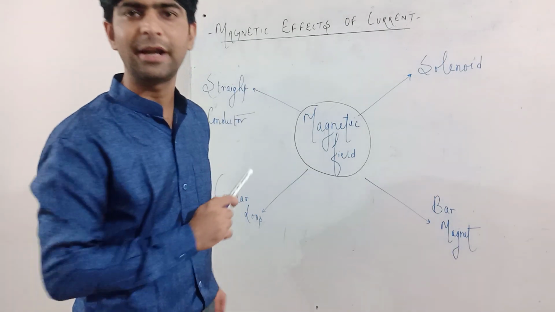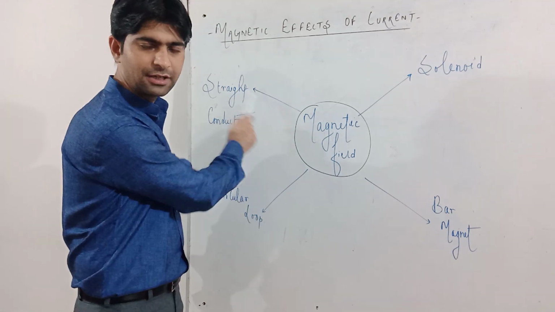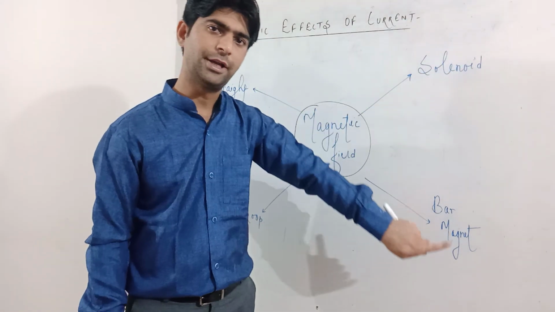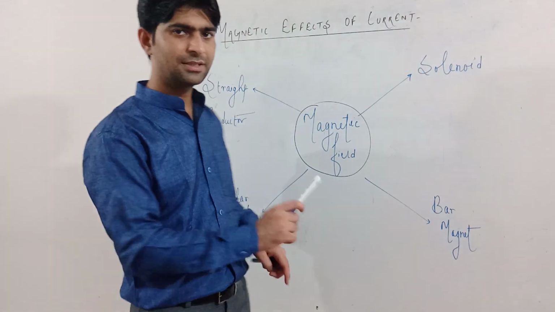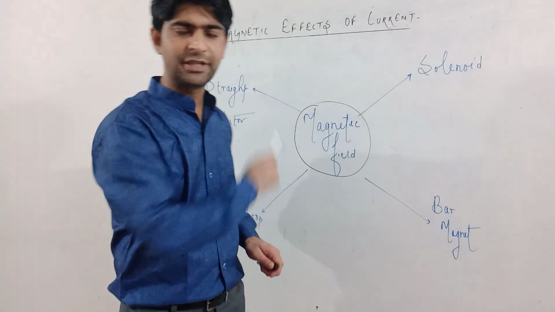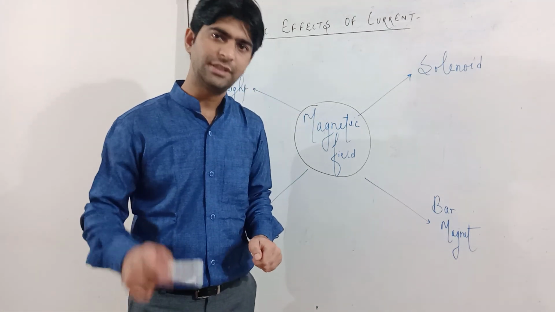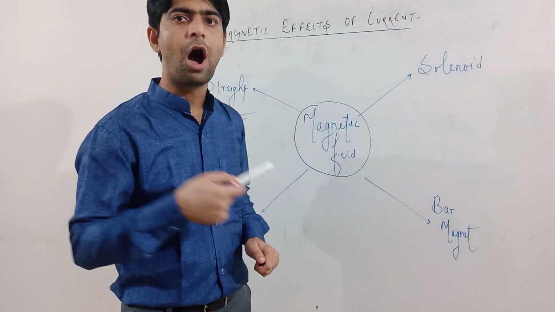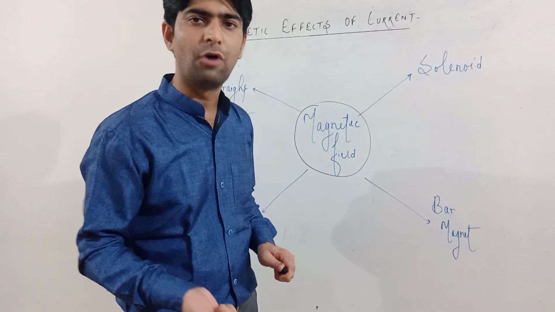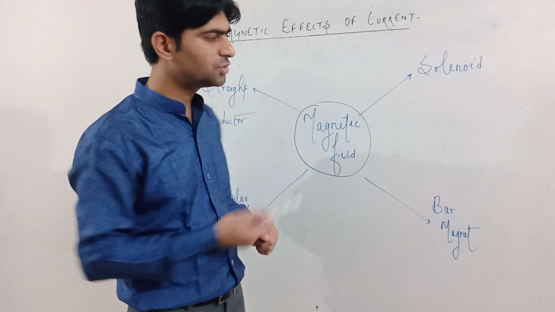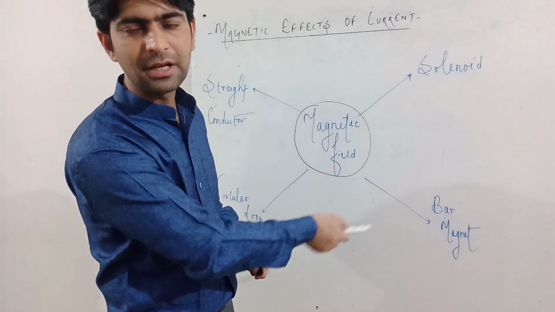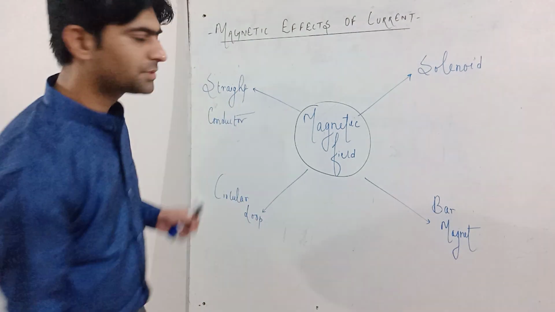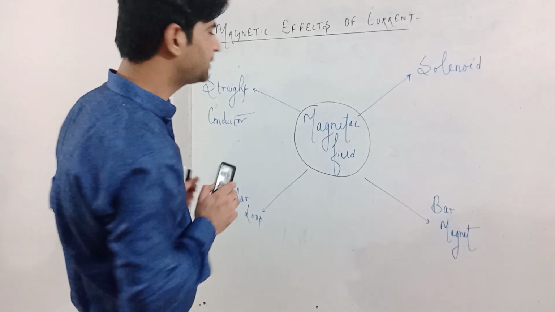We have to study the magnetic field due to a straight conductor, due to a circular loop, due to a solenoid, and due to a bar magnet. In this class, we are going to cover two of these topics, straight conductor and circular loop. We will see how the magnetic field is produced by the straight conductor and the circular loop, how the pattern differs, and what the formulas are to find the magnetic field. These four topics are very important from the exam point of view for class 10. So let us start with the topic straight conductor.